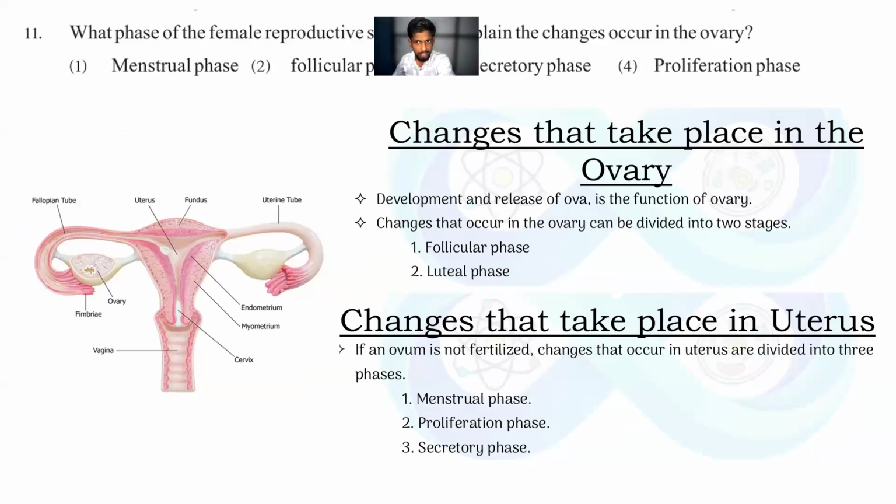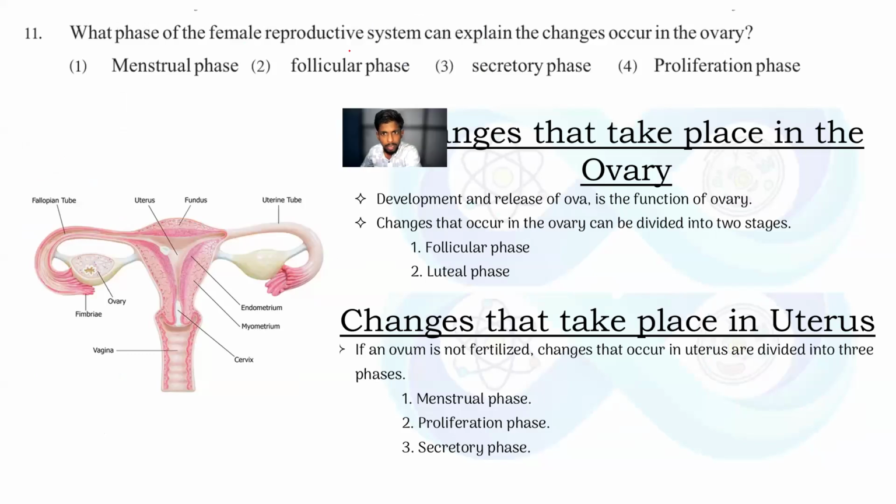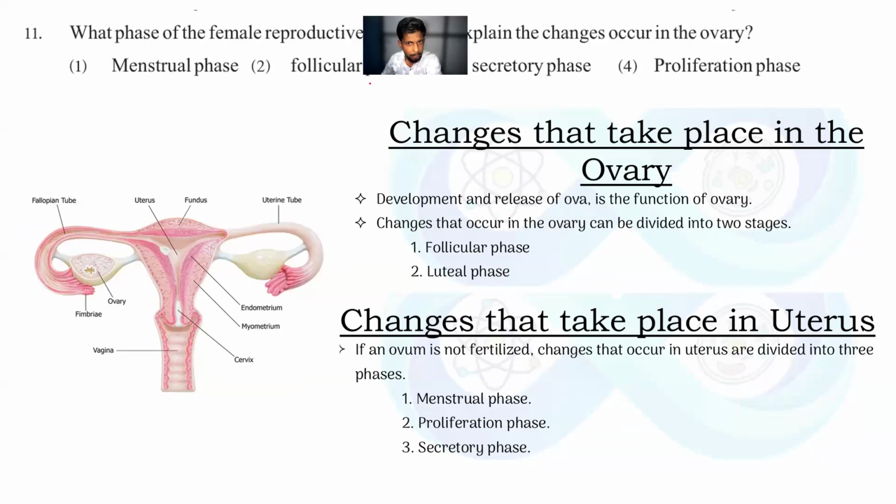Okay, listen here, Pula. They are asking which phase of the reproductive system can explain the changes that happen in the ovary. Can anyone tell me the answer, Pula? What is the answer for this question? Out of these 4 options, what is the change that happens in the ovary? Anyone? Okay. Listen here, Pula.